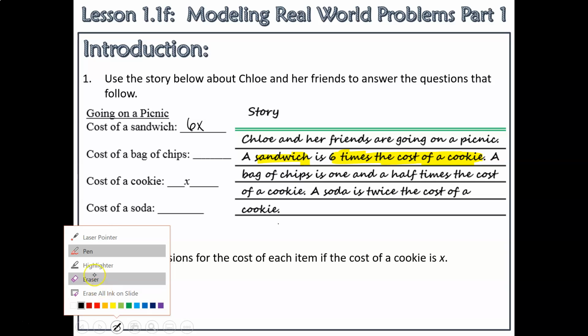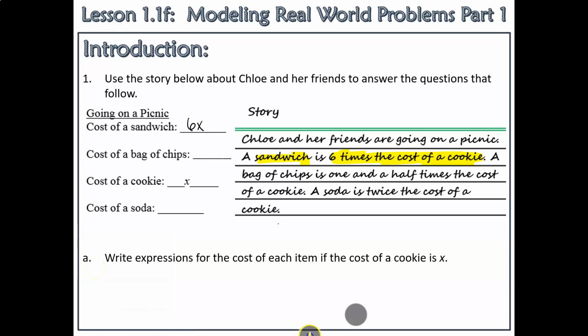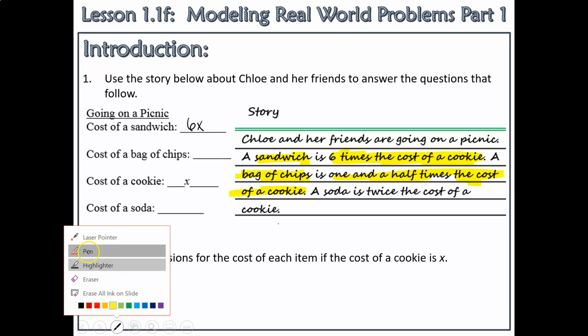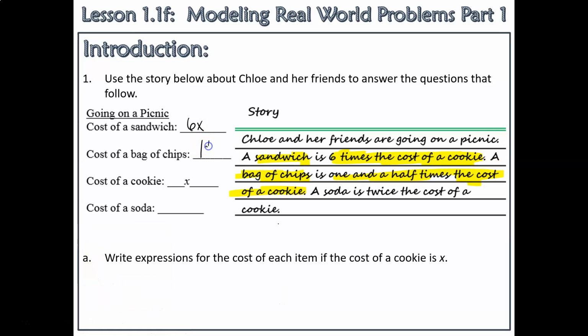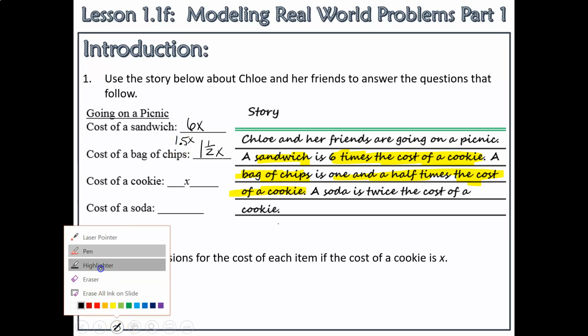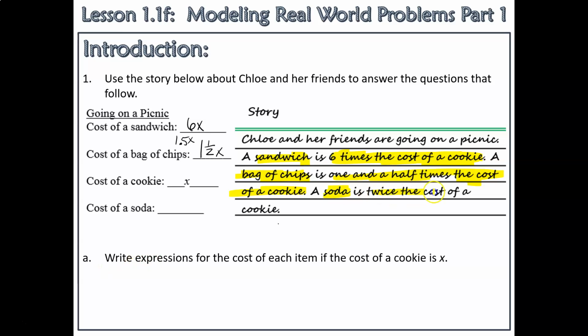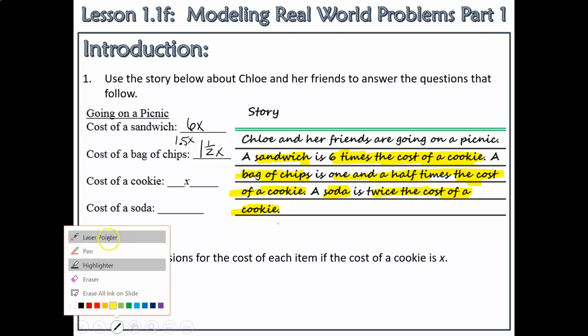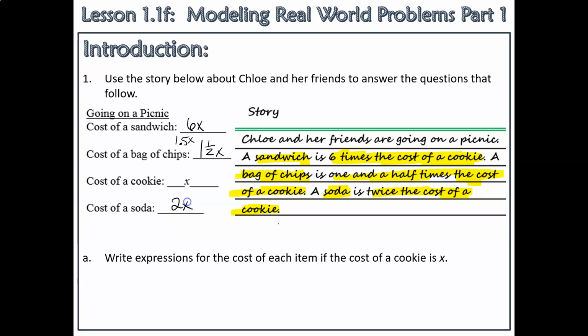Let's go back to the words. Let's look for a bag of chips. So the bag of chips is 1.5 times the cost of a cookie. We know the cookie is X. So 1.5X. Either way is fine. So now let's go back to the story and look for the cost of a soda. A soda is twice the cost of a cookie. So 2 times the cookie, which is X, 2X. Okay, so fill all those in.